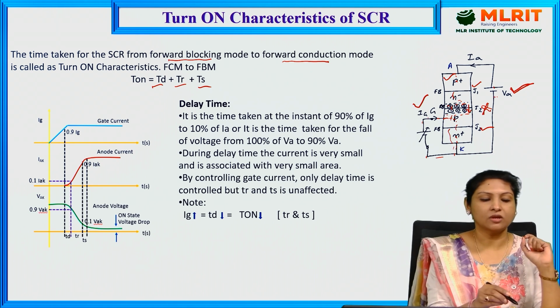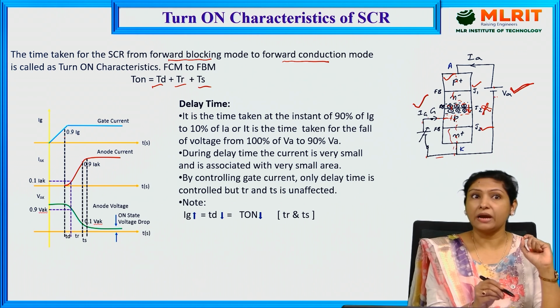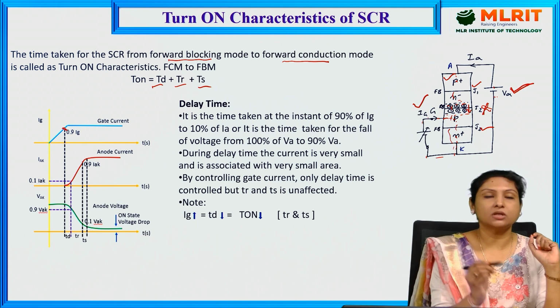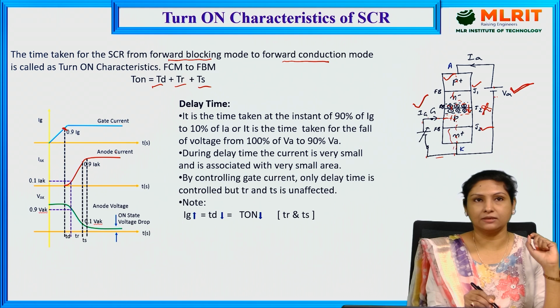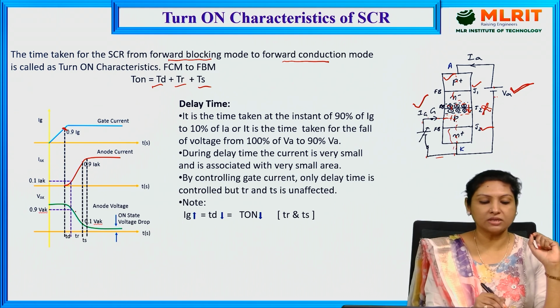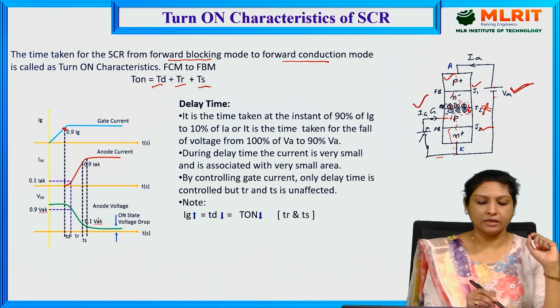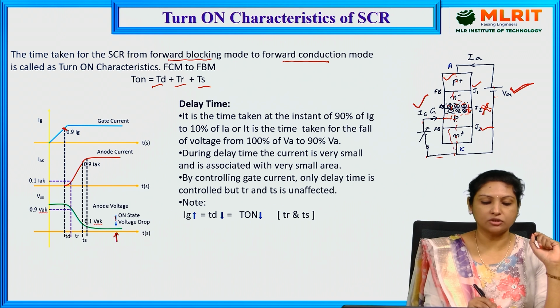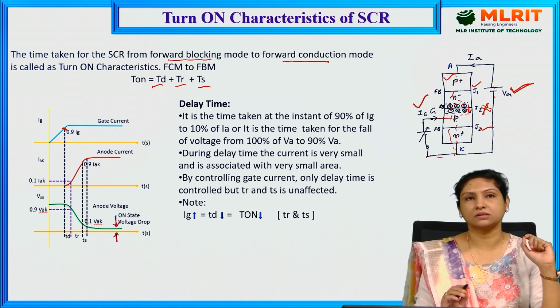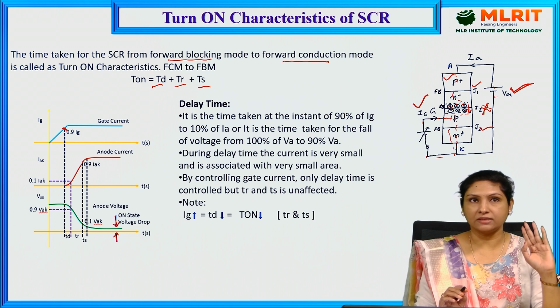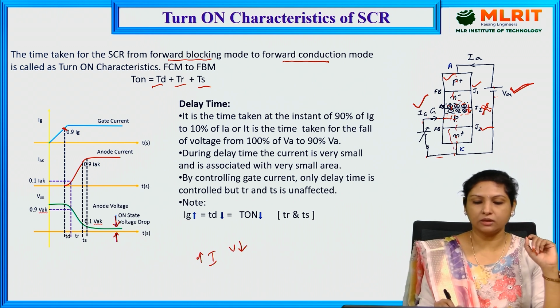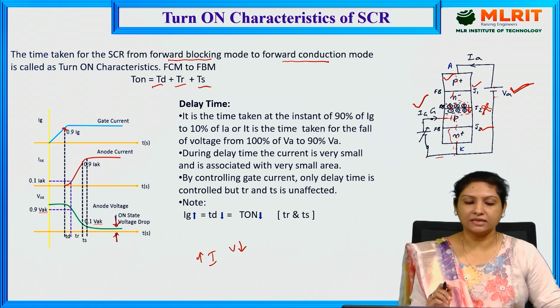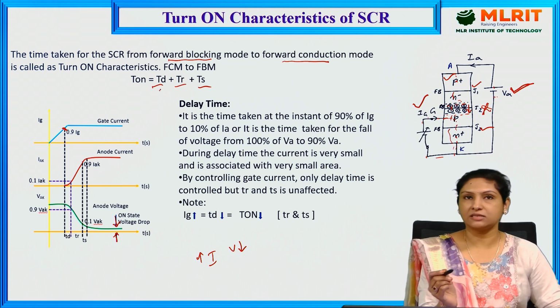If you see here, the moment when we apply the required gate magnitude and the instant at which it becomes 90% of gate current, at that instant the anode current is rising, and here anode voltage is getting reduced, and finally it is reaching the on-state voltage drop of the device. So during turn on of the SCR, current will be increasing and voltage will be coming down. Let us see in detail what is this delay time, rise time and spread time.